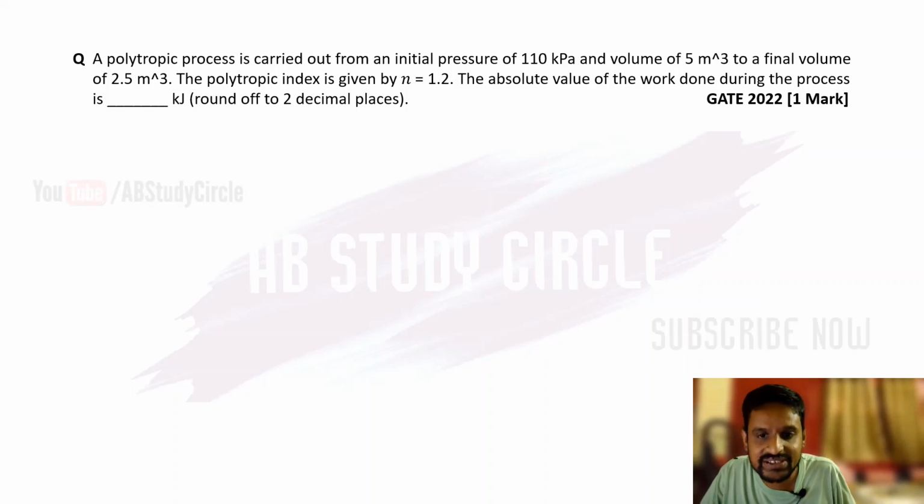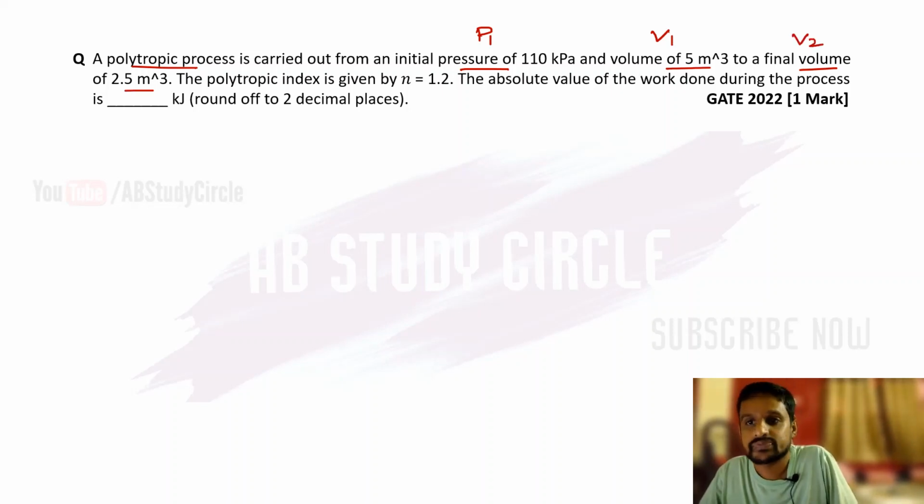The question says that a polytropic process is carried out from an initial pressure of 110 kilopascal, that is P1, and a volume of 5 meter cube, that is V1, to a final volume of 2.5 meter cube, that is V2. The polytropic index is given by n equal to 1.2. The question asks you to find out the work done during the process in terms of kilojoule, right?